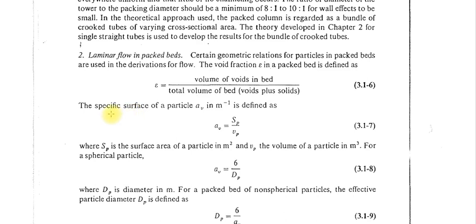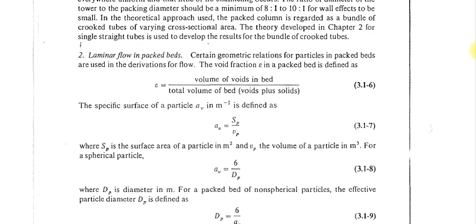The next characteristic is defined as AV. AV is the specific surface of a particle. AV can be defined as SP by VP, where SP is the surface area of the particle and VP is the volume of the particle in meter cube. So for SP by VP, the unit will be 1 by meter, or meter inverse. So it is called the specific surface of the particle.